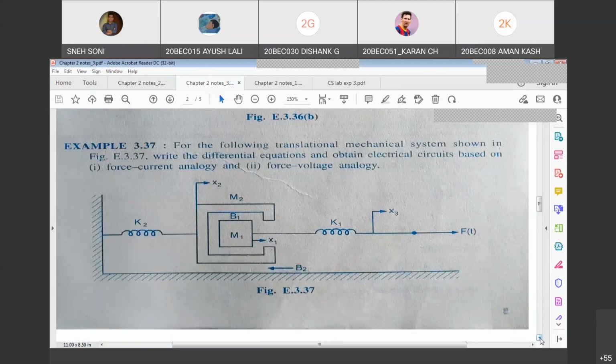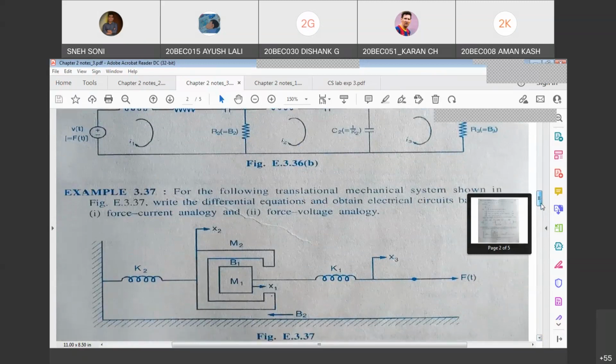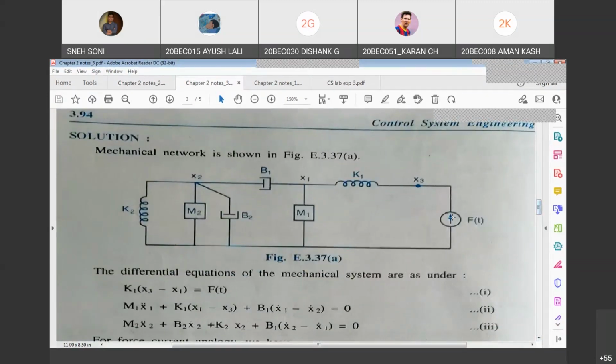Okay, friends. So let's check the nodal diagram. You can also draw it in this way. In this example, force is applied from the right side, so that's why the source is shown here. f of t, node x3, node x1, in between there is spring k1. After that, you're applying force straight away to this m1 through spring k1.